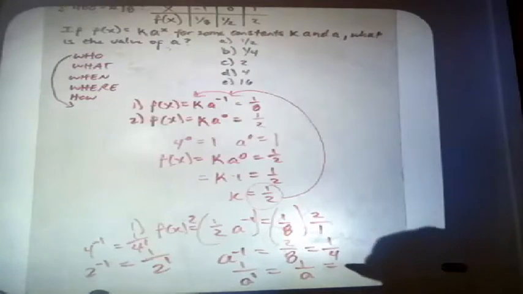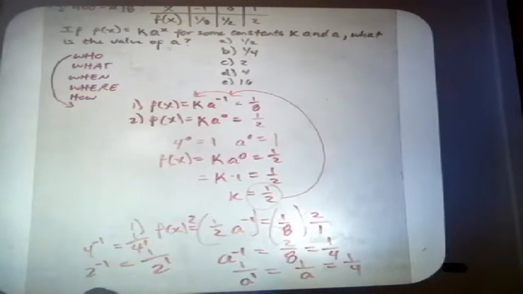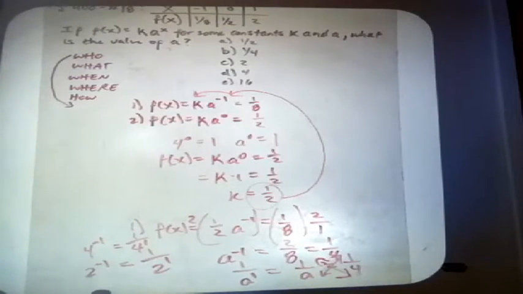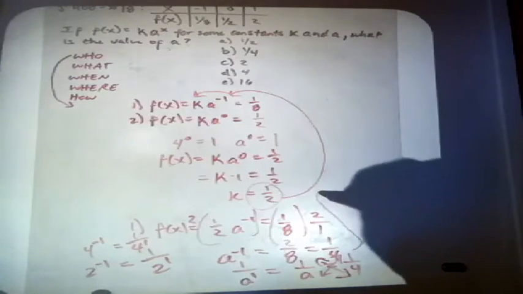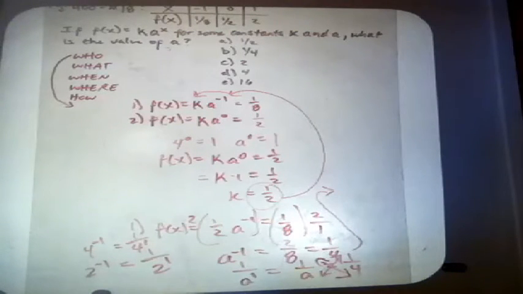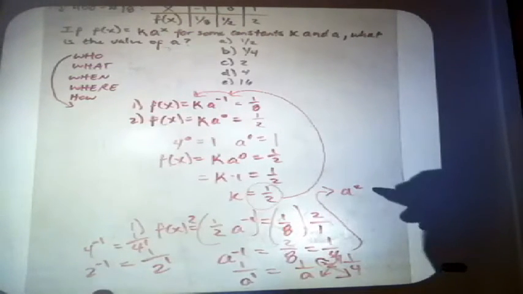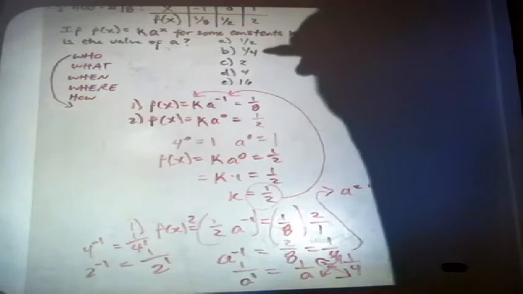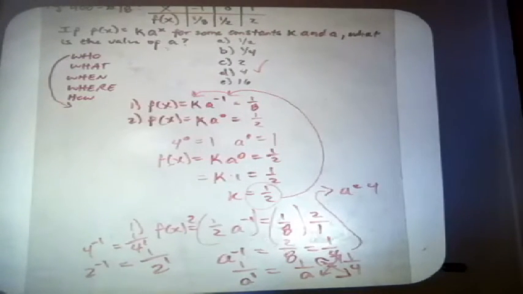1 over a is equal to 1/4. Aha! I'm liking the way this looks because it looks like I'm almost there. I'm almost ready to solve for a. All I have to do now is cross multiply, and if I do that, I'm running out of room, so we're going to go right up here. If I do that, I get a times 1, which is just a, is equal to 1 times 4, which is 4. And I get a equal to 4. Answer D.